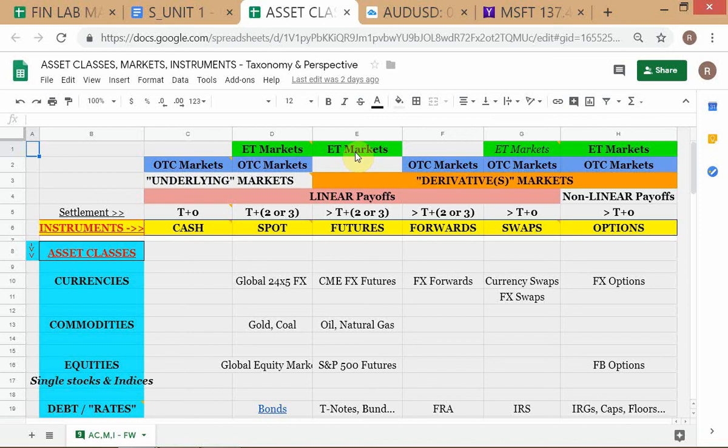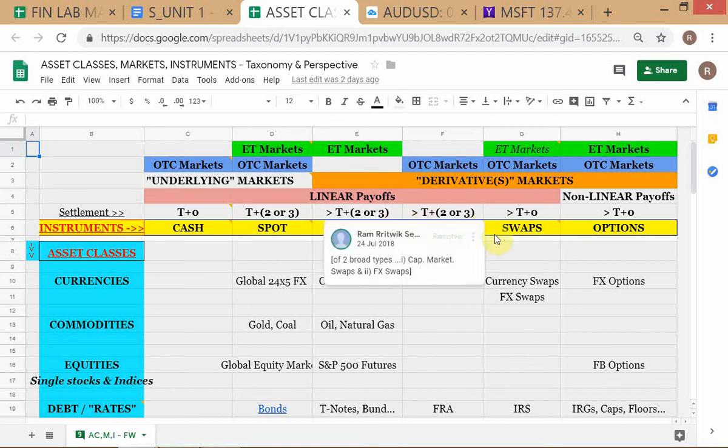Yes. What I intend to show through this kind of a frame, through the way that I've arranged it, is this: by putting ET markets over here, I'm trying to show that futures are only exchange traded markets, and that forwards are only OTC markets. So some of this knowledge you can derive on your own just by looking at the framework, if you know how to read it.